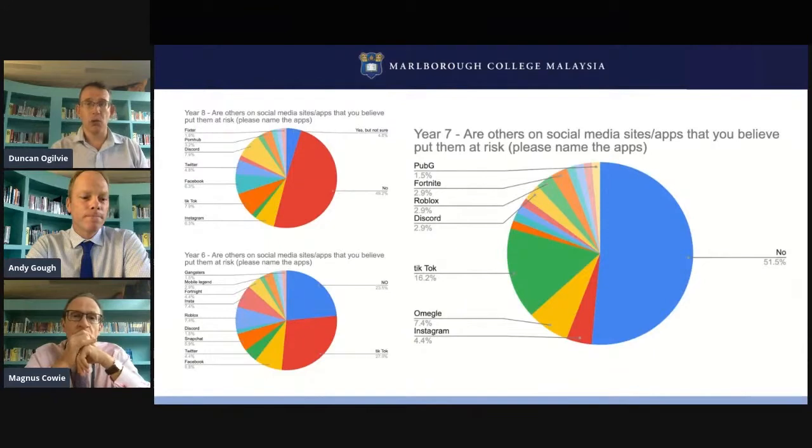And I see that as a real positive in terms of what we've done with wellbeing within the college as well. I wanted to reassure parents that we are doing a significant amount in terms of our wellbeing and our education in terms of online risks.